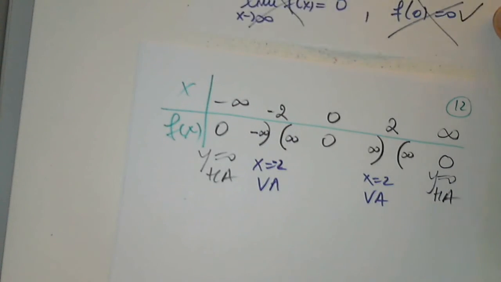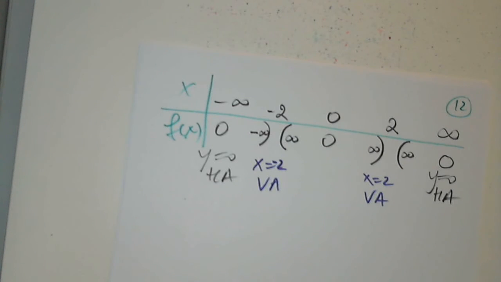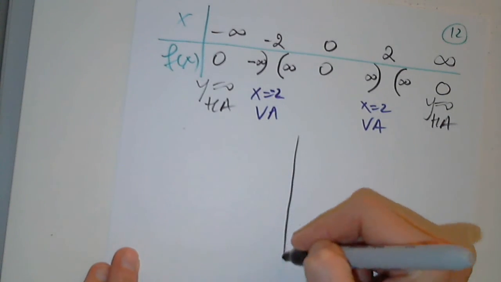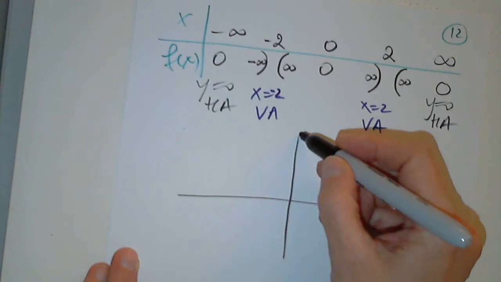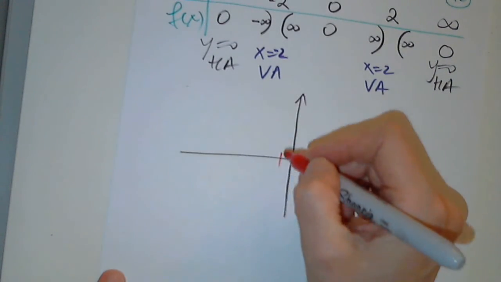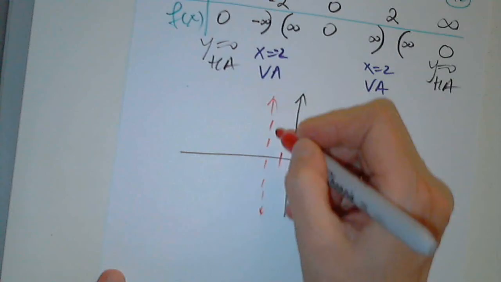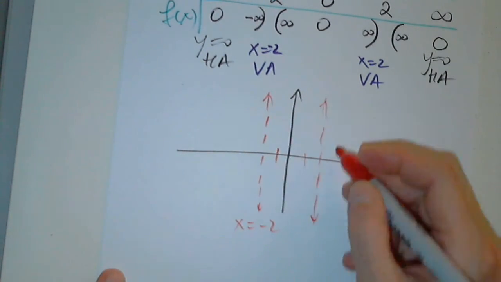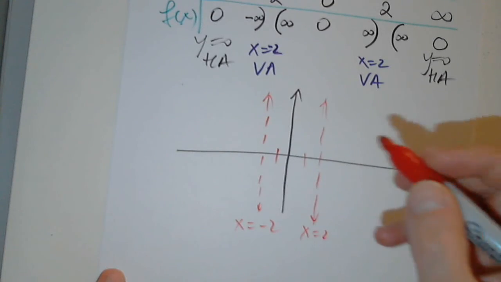And now I'm ready to graph. I took everything into account. Everything is summarized, and we're ready to graph this function. It's an example of a function. It's not the only correct answer. There is no need to graph the horizontal asymptote y equals 0 because that is the x-axis. But I have to graph x equals -2 as one vertical asymptote, and the second one, x equals 2.